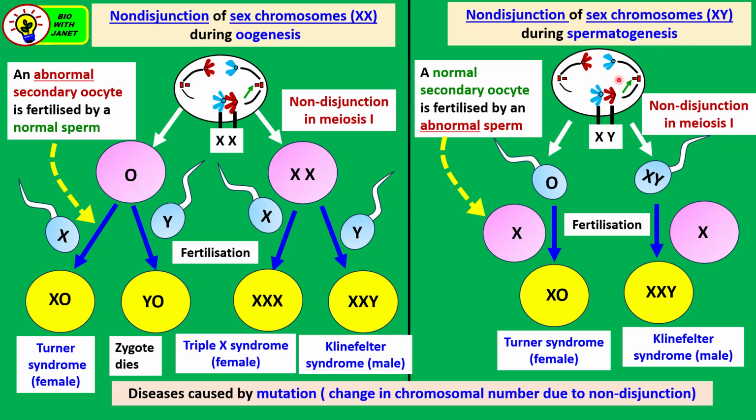Let's go on to the next case, where non-disjunction of sex chromosomes XY occurs during spermatogenesis in the male. Again we come to this diploid cell, and now the sex chromosomes are XY. They fail to separate from each other. They move to the pole on the right, in the formation of sperms.